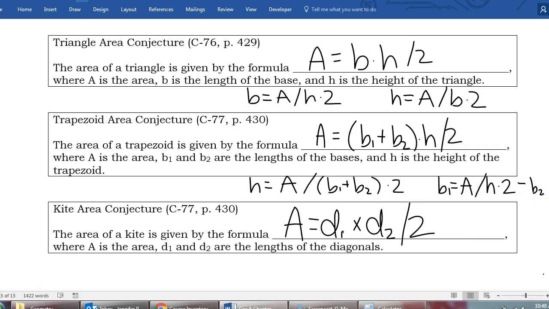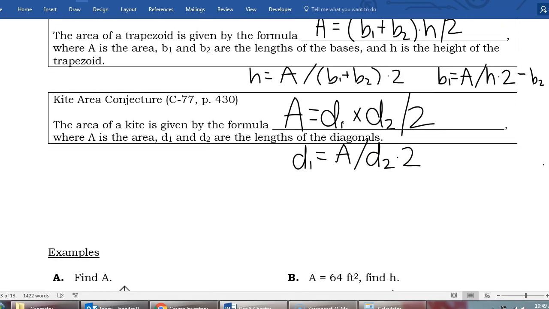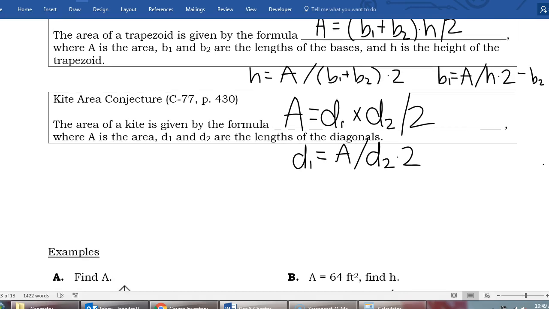And then finally for kite, say I wanted to get the diagonal given the area, I would take my area divided by the other diagonal and times by 2. So I did my inverse of each of those operations. Again, you can add these formulas to your formula sheet, last page in your packet if you want to.